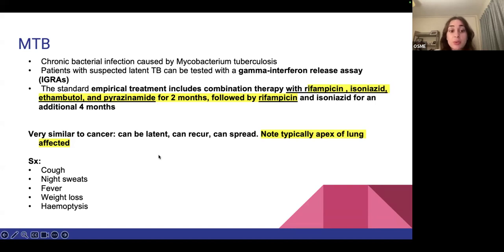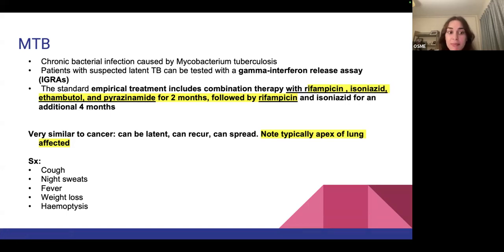If it also looks quite similar to cancer, the thing that might drive you more towards it being TB is that the lesions often are in the apex of the lung, and the age range is obviously variable. They'll present with a cough, night sweats, fever, late weight loss, and hemoptysis. So very much like cancer. And they'll be treated with this combination therapy of rifampicin, isoniazid, ethambutol, and pyrazinamide.